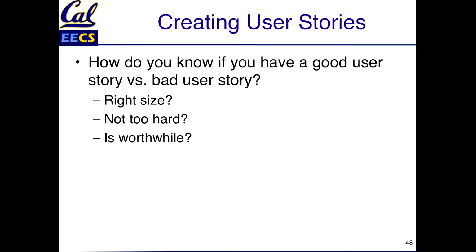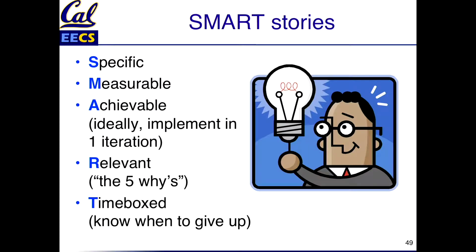So another acronym that we came up with as part of this is SMART. A good user story is specific, measurable, achievable in a single iteration, relevant, and we'll talk about what the 5 whys are, and time boxed. So let's go over those, what makes a SMART user story.